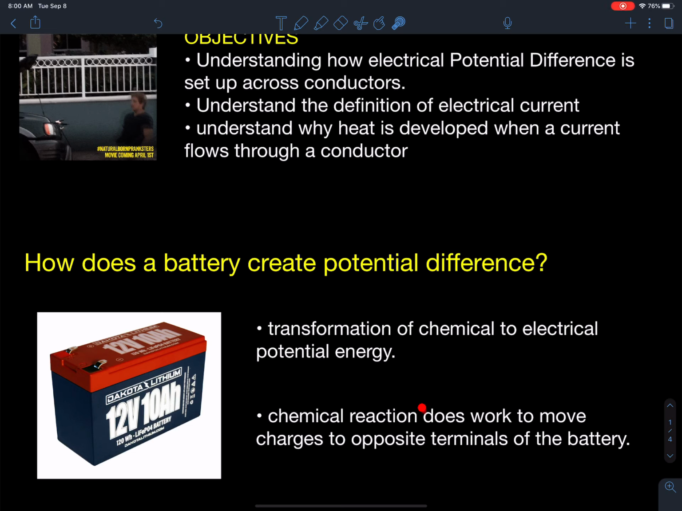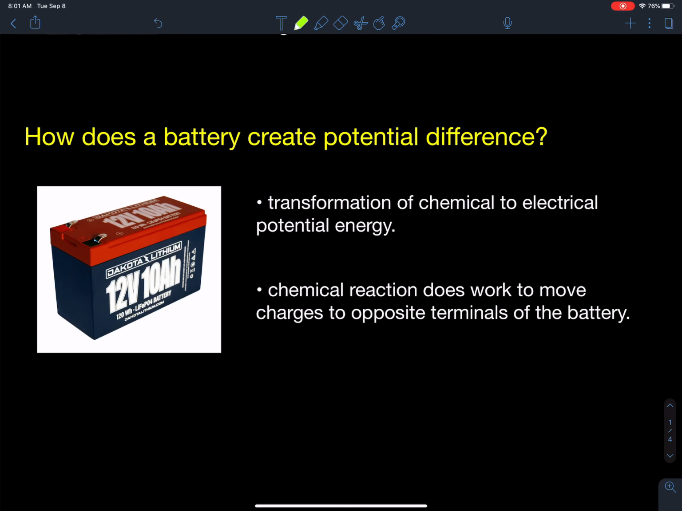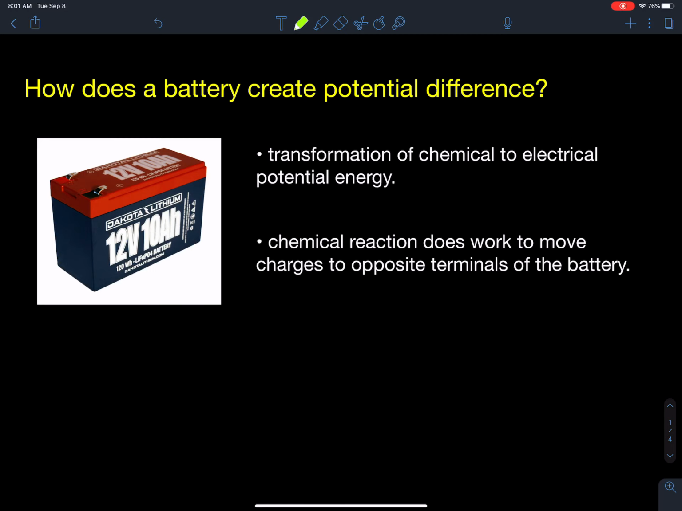For physics, we don't really need to know the ins and outs of that chemical reaction. All we need to know is that the reaction does work. The chemical energy did work to move the charges. And every time I move a positive charge to one side, it's going to take more work to move another positive charge. So it's a pump. It pumped a lot of charge and primed it on one side of the battery, creating a lot of electrical potential energy.